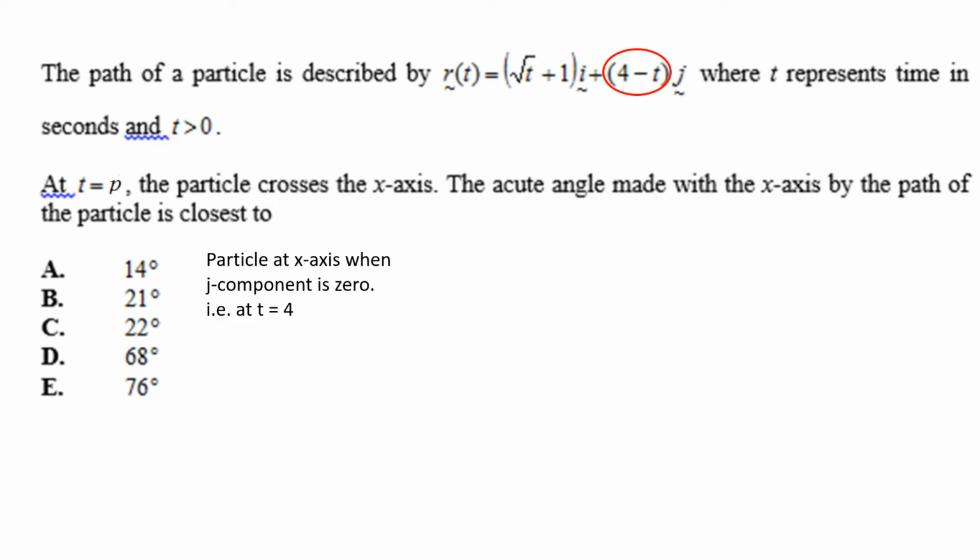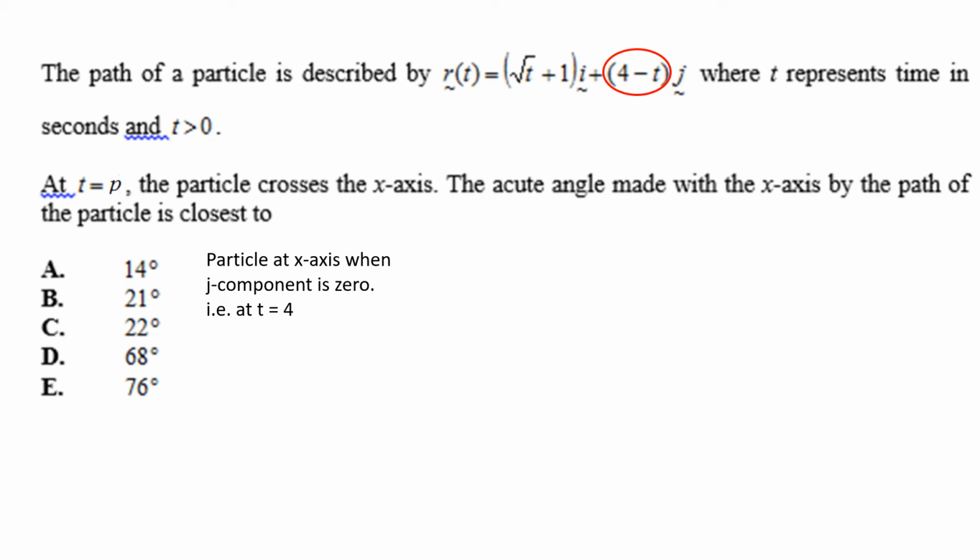So the easiest way is to just let 4 minus t, the coefficient of j, equal 0 and solve for it, and we get t is equal to 4. So hopefully some of you went down that track. All right, now we know the time at which it crosses the x-axis. We now need to work out the angle at which it's crossing the x-axis. So hopefully there's a couple of ways we can go about this. We know the velocity vector function drives direction, so that's one approach.